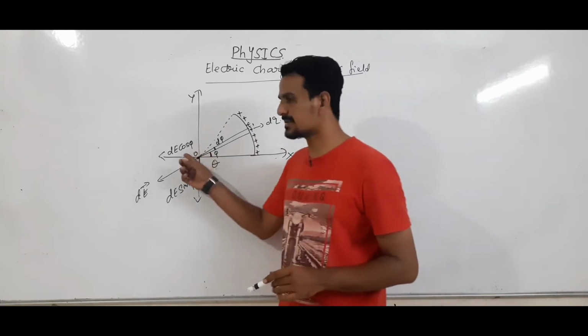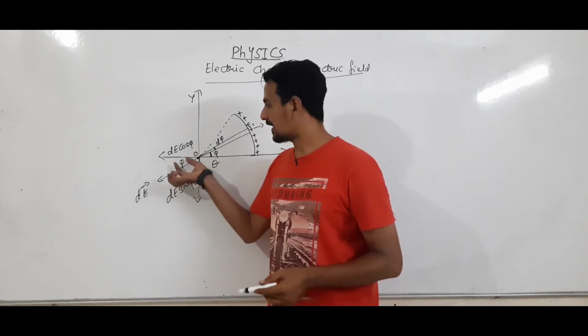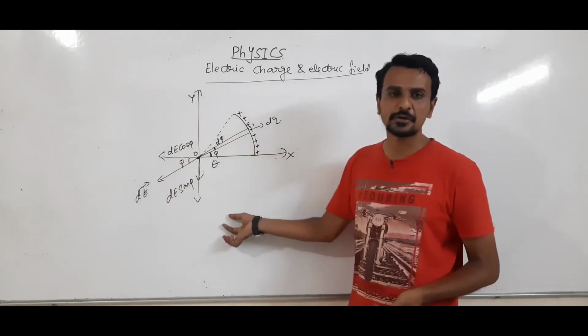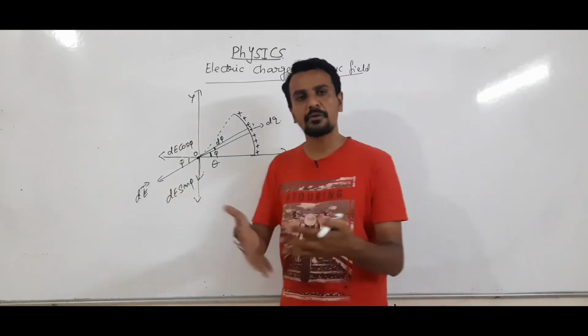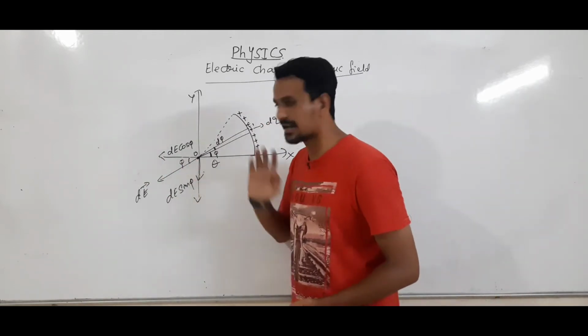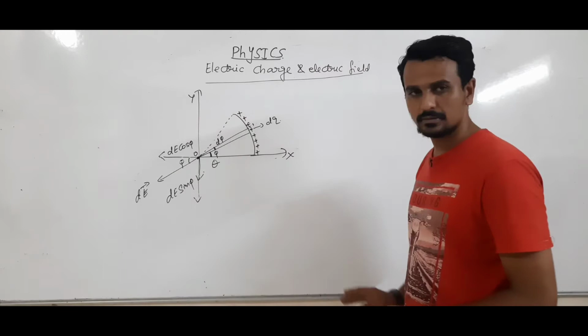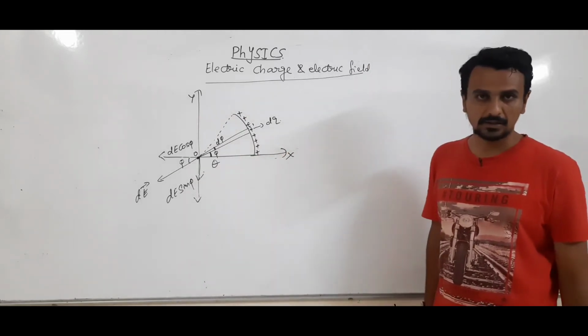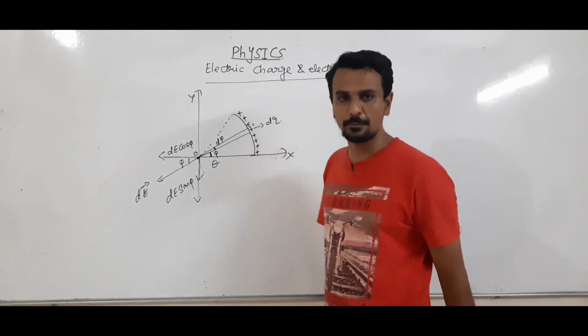Let us integrate this and integrate this. After integrating we'll get the x component of the electric field and the y component of the electric field. Then we'll add those two components. That will be the electric field because of the arc. Not the resultant, because for the resultant we have to find the magnitude.